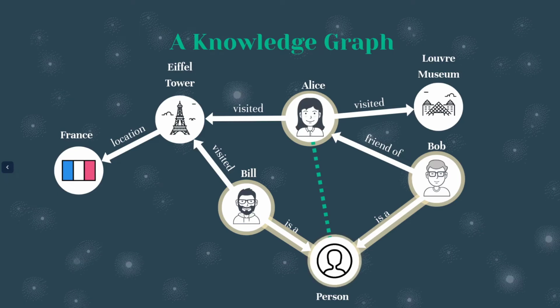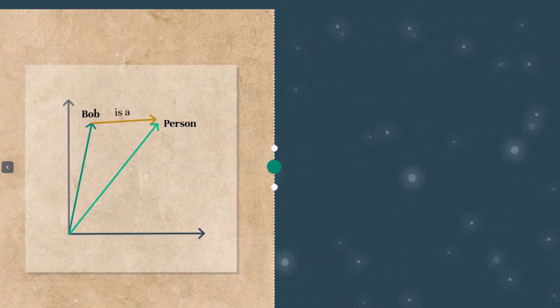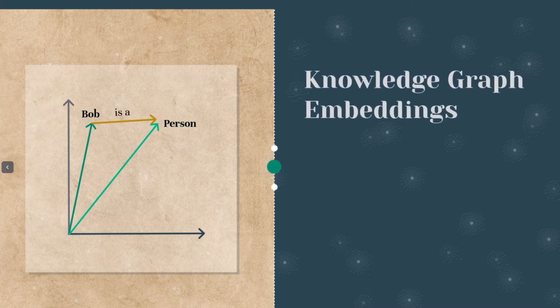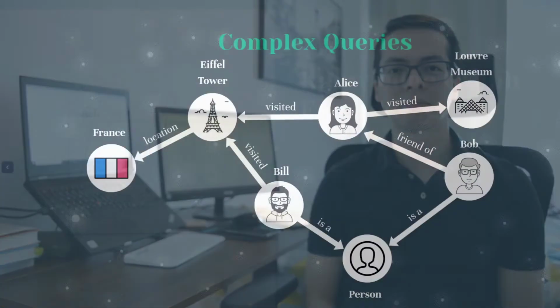One way to achieve this is by associating a vector to each entity and relation in the knowledge graph. These representations are also known as embeddings, and we can design them such that operations with these vectors reflect the information contained in the graph. At ICT Open, we present our work on using embeddings to answer complex queries.